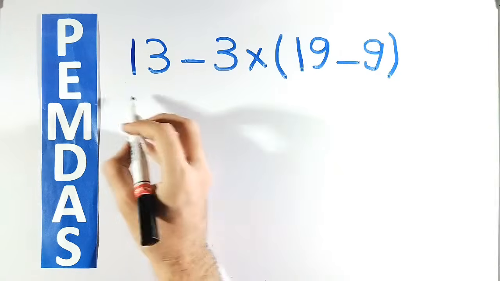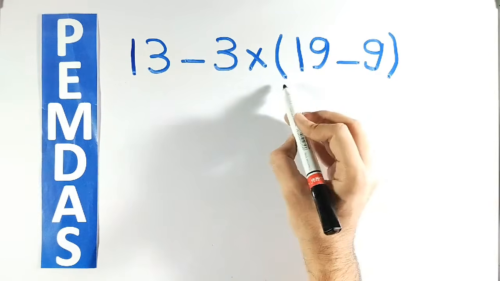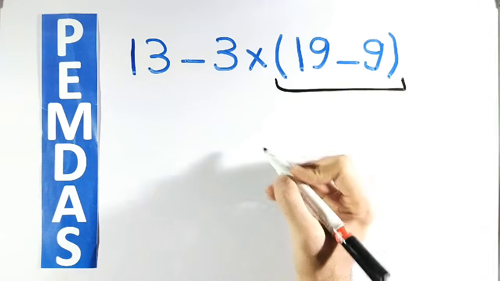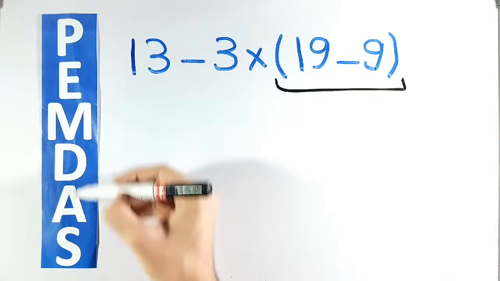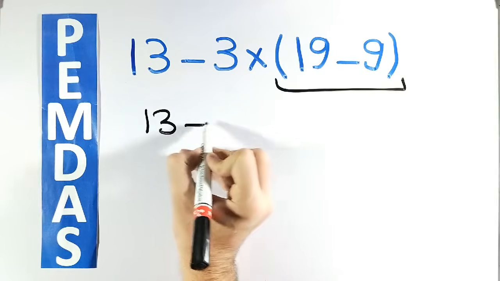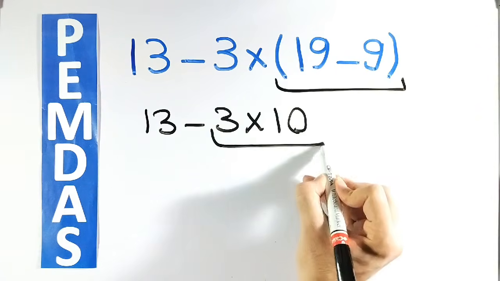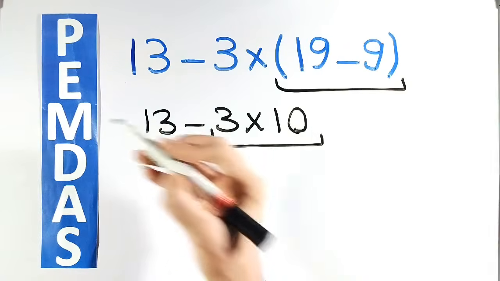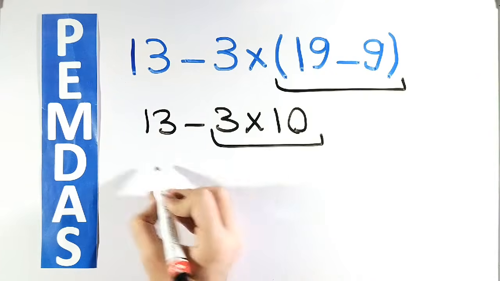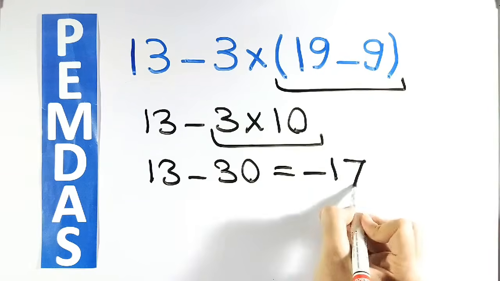As you can see on the screen, in this expression, first we have a subtraction sign, then a multiplication sign, and finally parentheses. According to the PEMDAS rule, first we go for the parentheses because parentheses have a higher priority than the other operations. So, instead of this expression, we can write 13 minus 3 multiplied by 10. And the next step, we go for the multiplication between 3 and 10 because multiplication has a higher priority than subtraction. So, we rewrite this expression as 13 minus 30, which finally gives us the answer negative 17.